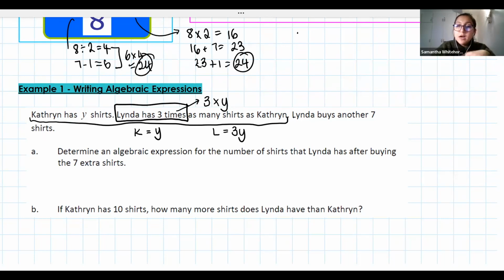So on the chat for me, guys, what would my expression now look like if we now take into account the 7 extra shirts that she bought? So what would Linda's expression look like with the 7 shirts that she bought now accounted for? What would that look like? So we know she starts off with 3y. What is she going to have after she's bought the 7?